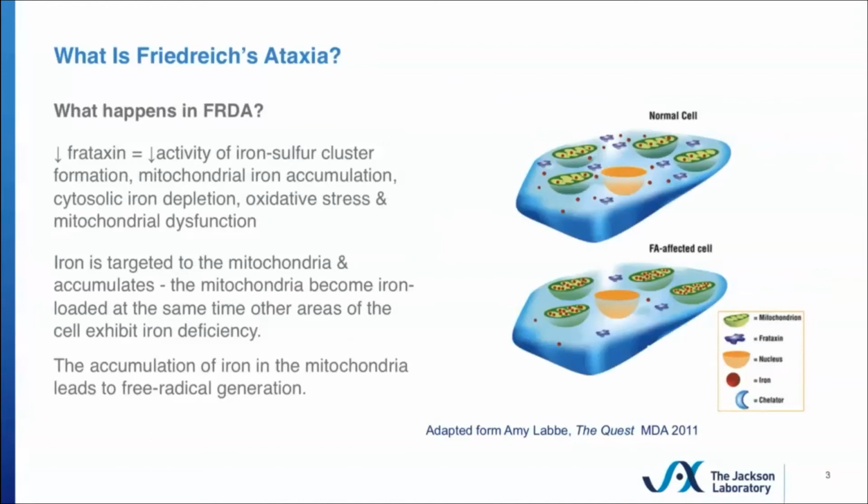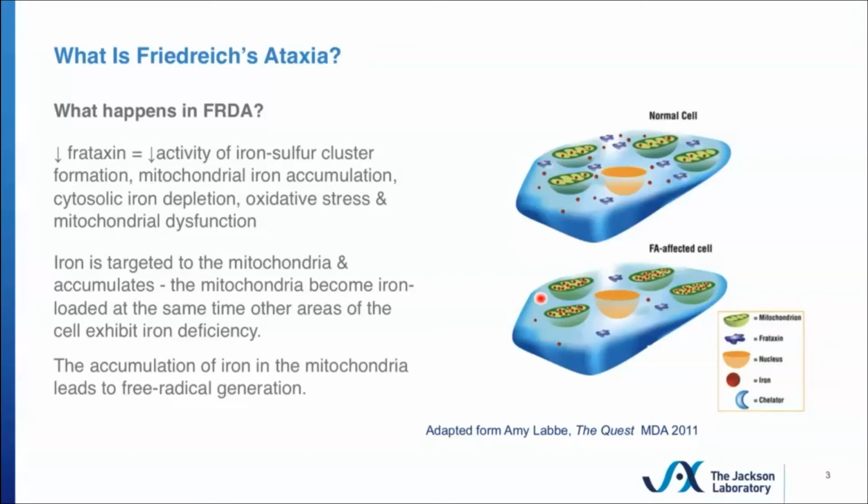So I'm going to talk a little bit about what happens in Friedreich's ataxia. And as I already mentioned, it's a mitochondrial disorder. And so on the right here is a depiction of a normal cell, and the mitochondria are shown here. And you have the activity of iron-sulfur clusters forming and normal activity of iron accumulation that's required for normal cellular function. But in Friedreich's ataxia, there is a problem with iron-sulfur cluster formation, and the iron starts to accumulate in the mitochondria, and this becomes what we call a situation of iron overload. And that accumulation of iron overload in the mitochondria leads to free radical generation and subsequently, cellular damage.